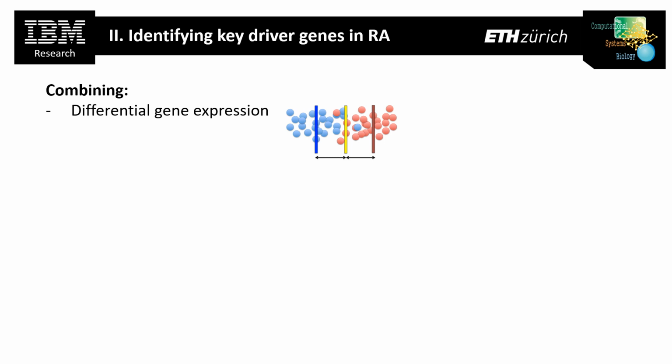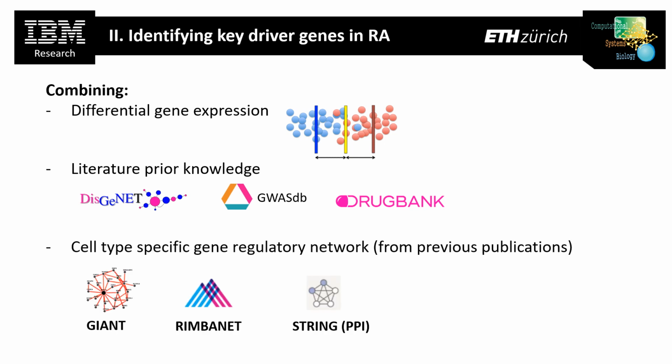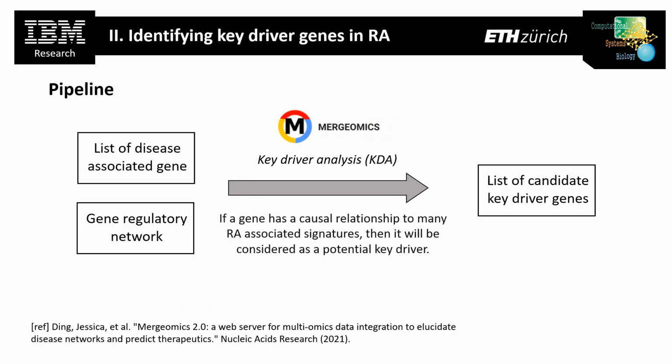So how do we identify key driver genes in RA in such a context? We will combine differential gene expression analysis with prior knowledge from the literature, from different databases, and also some public networks already published in the literature from different methods. So you have the human interactome, which computes protein interactions. We also have some large scale studies like RIMBANET or GIANT, which are Bayesian networks.